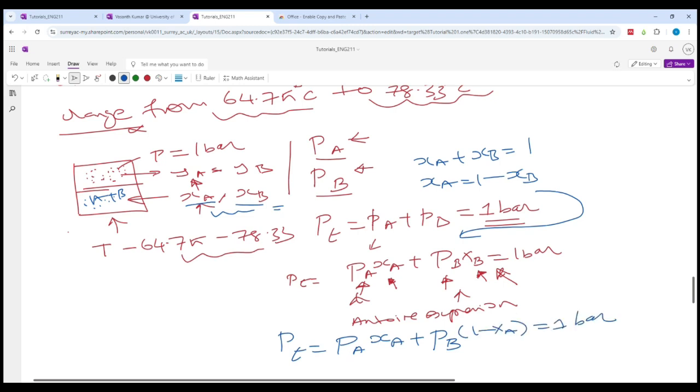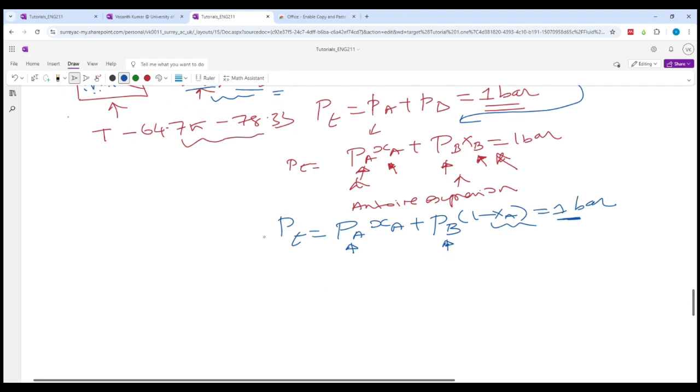So if we know PA, and if we know capital P suffix B, this is the vapor pressure of B, then we can calculate XA, because we know the total pressure is equal to 1 bar. All we need to do is get PA and PB at different temperatures. That should allow you to calculate XA at different temperatures.